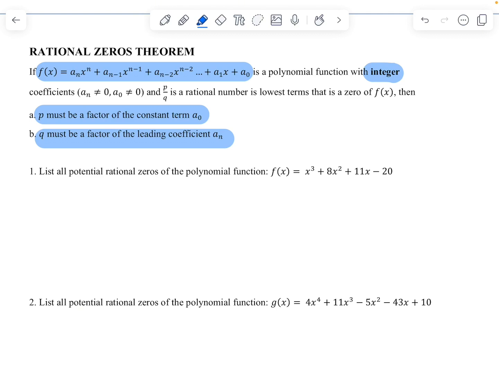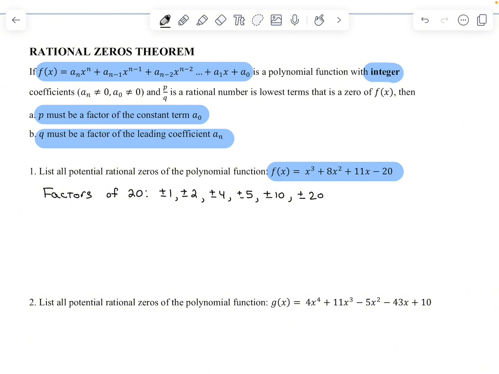Okay, now let's take a look at a couple of examples. List all potential rational zeros of the polynomial function f of x. To start, I'm going to list all of the factors of 20. And that will be plus or minus 1, plus or minus 2, plus or minus 4, plus or minus 5, plus or minus 10, and plus or minus 20. These are all of the numbers that are going to be in the numerator.